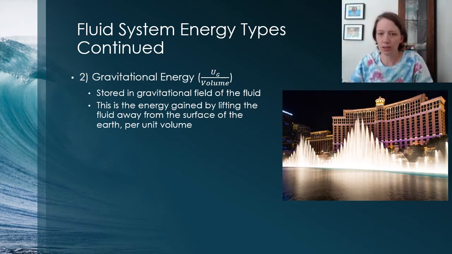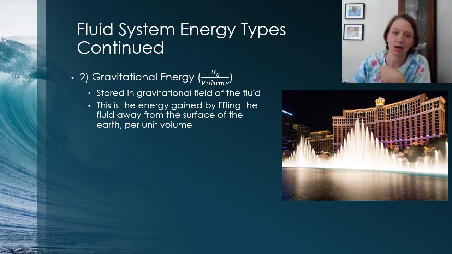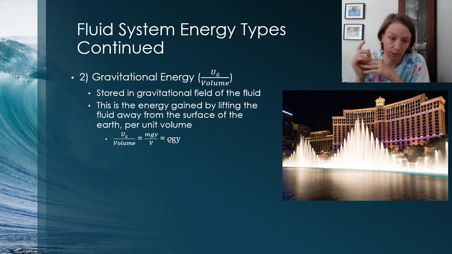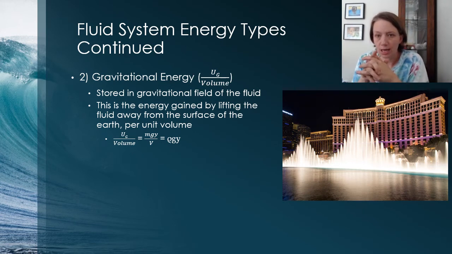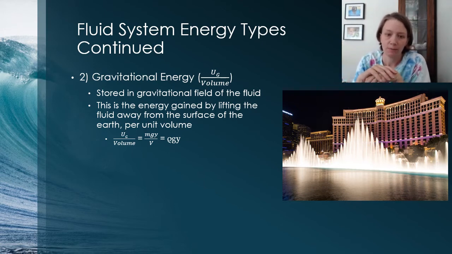Of course, in fluids, we're not going to use quite the same equation that we use for regular solid objects, and that's because we care about the gravitational energy stored per volume instead of the overall gravitational energy of the fluid. So if we start from that starting place, UG over volume, then we can do a quick little derivation. Gravitational energy, of course, is m times g times y, where y represents the height of the object, divided by the volume of the fluid.